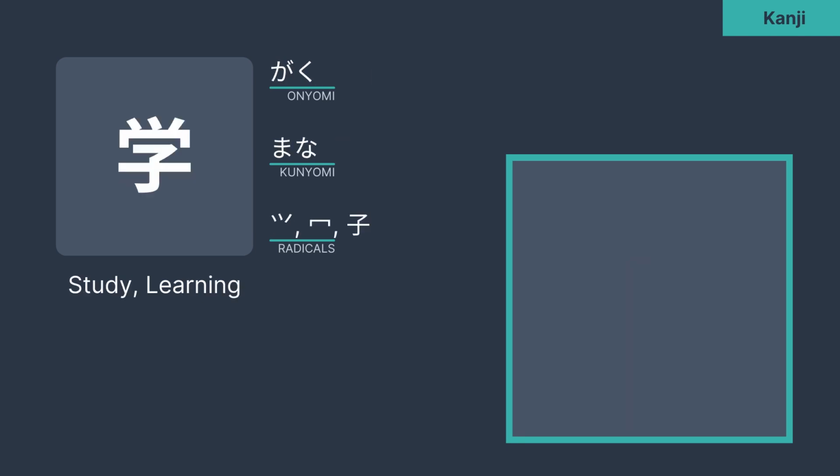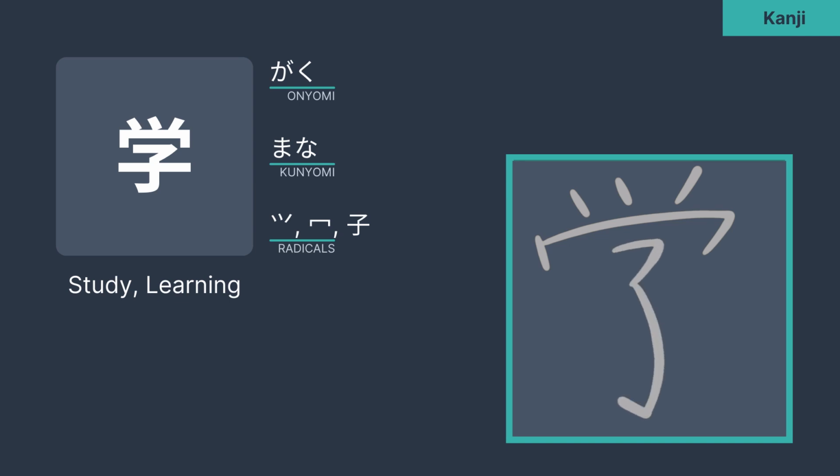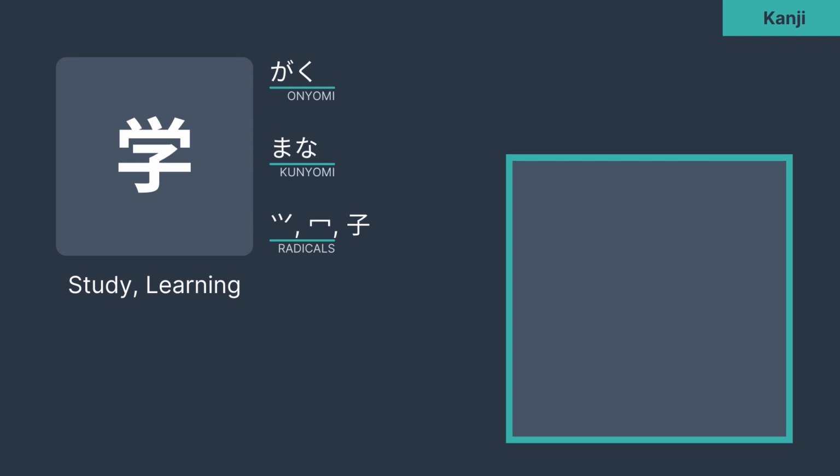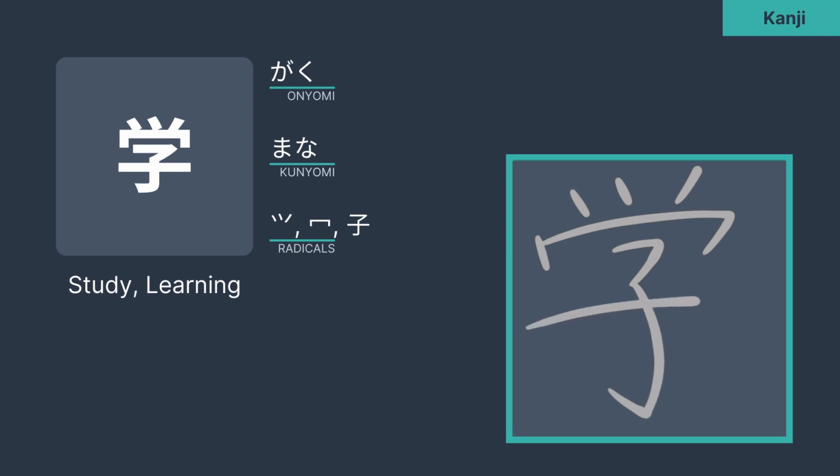This kanji means study and has the onyomi reading of gaku and the kunyomi reading of mana. This kanji has 8 strokes. 1, 2, 3, 4, 5, 6, 7, 8. Let's do it again. 1, 2, 3, 4, 5, 6, 7, 8.